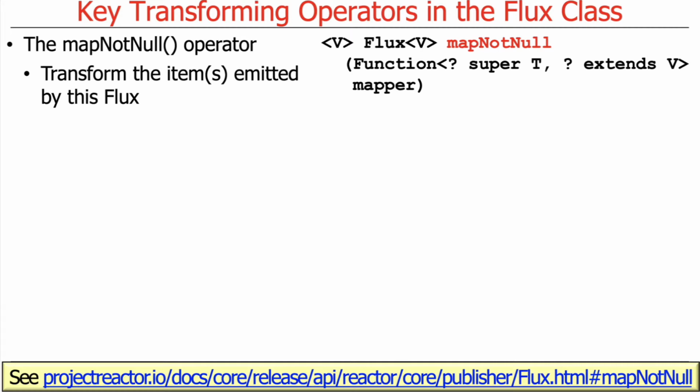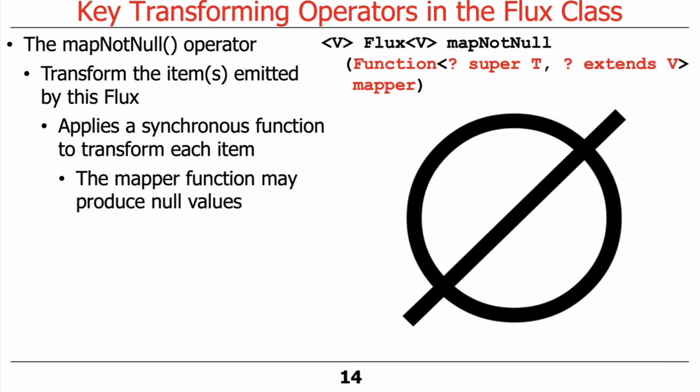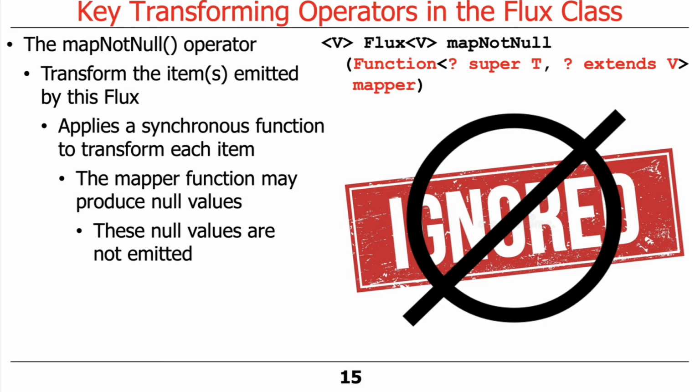Let's take a look at another variant of map. This is an interesting one. This is called mapNotNull. And it also transforms the items that are emitted by the flux using a synchronous mapper function. That's the same thing. The difference is the mapper function can produce null values. So it may produce null values. And any null values that the mapper function creates will not be emitted. It's almost like you're filtering them out. So this is kind of a combination of map and filter.